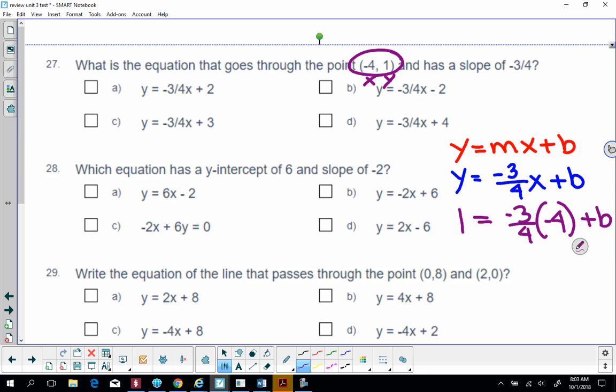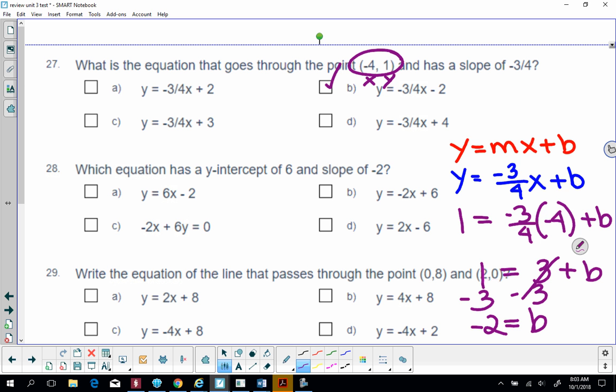Does everyone know how to put this into your calculator? You could put the fraction in and put parentheses negative 4. When you do that, you should get 3. So you end up getting 1 equals 3 plus b. How do you get b by itself? Subtract 3, and you end up getting b equals negative 2. So your slope is negative 3/4, and your y-intercept is negative 2. So you know that would be your answer. Does that make sense?